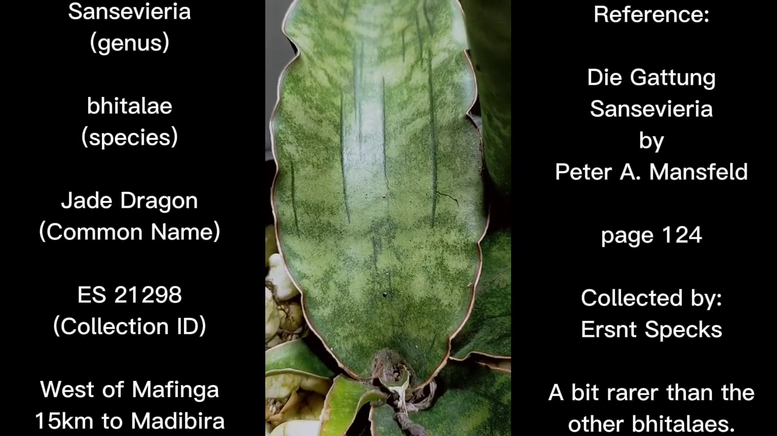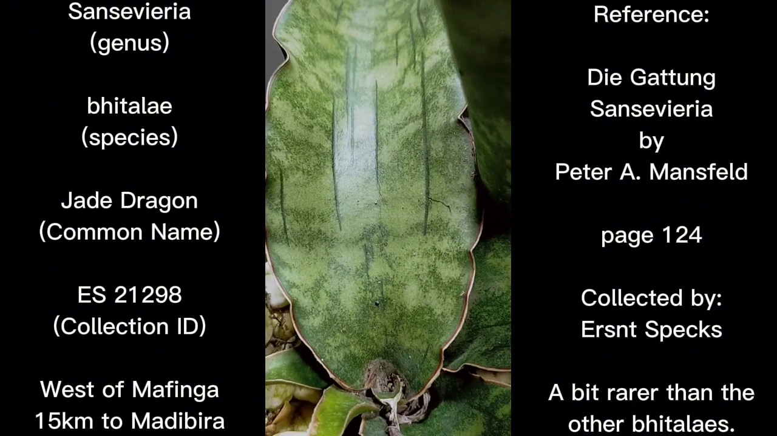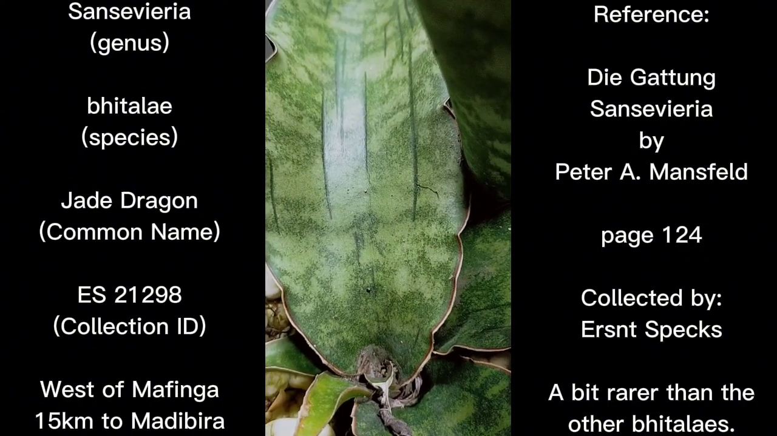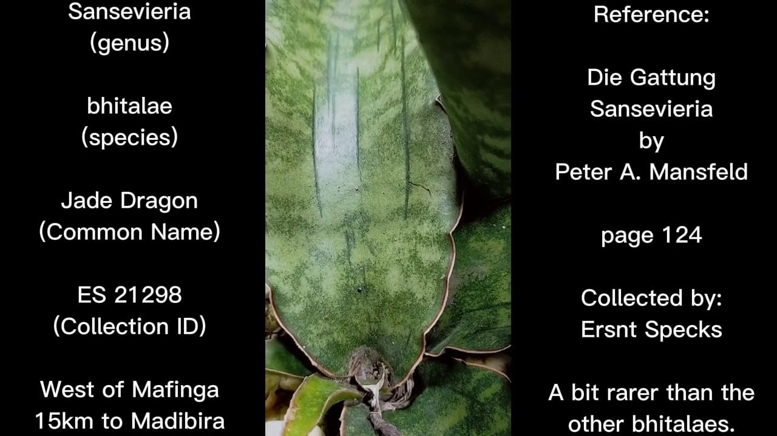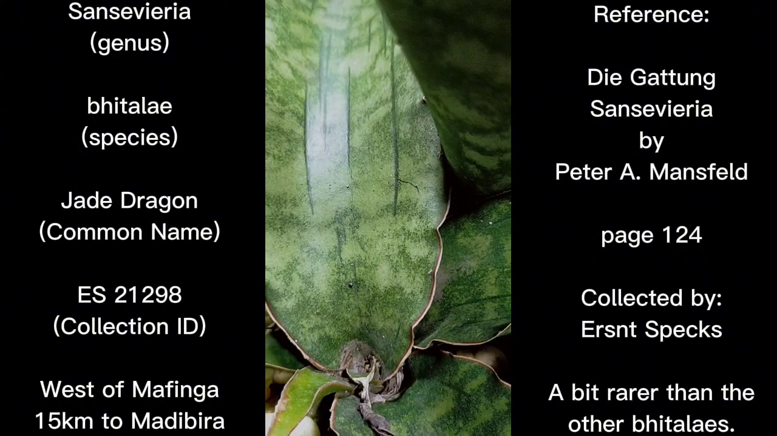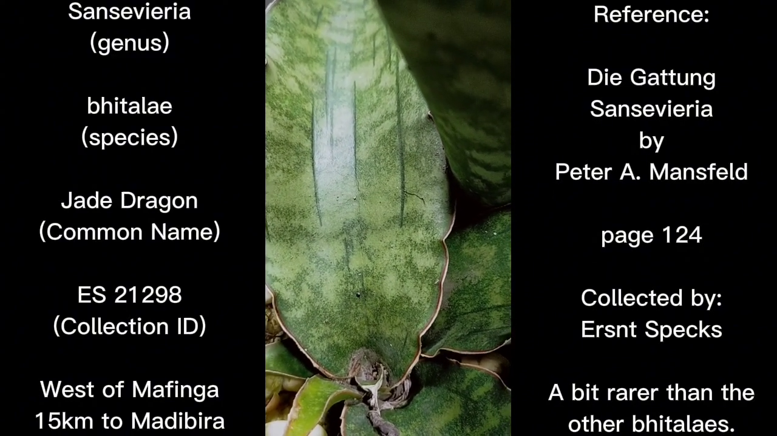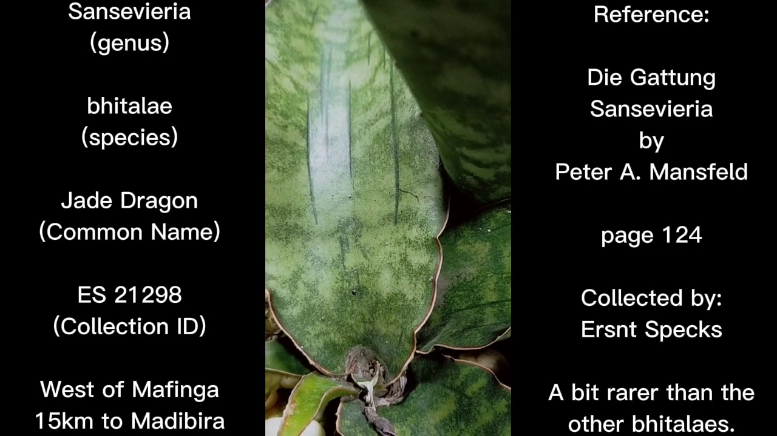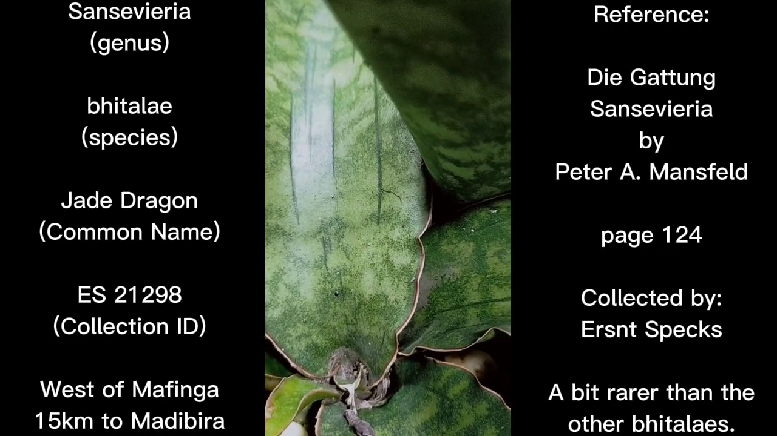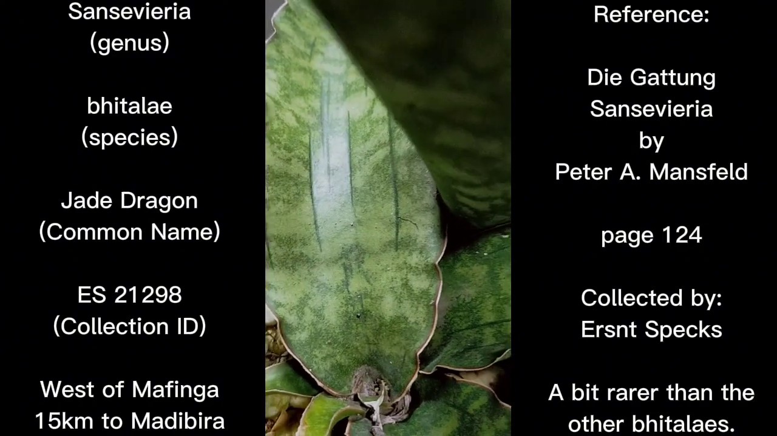I've already featured the 21833, also known as Dragon Wing, and now I am presenting the ES21298 collection number, collected by Ernst Specks, and the one known as Jade Dragon. If you've noticed, Dragon Wing is found in Mafinga, 12 kilometers to Madibra, and now this is the Jade Dragon, 15 kilometers to Madibra.